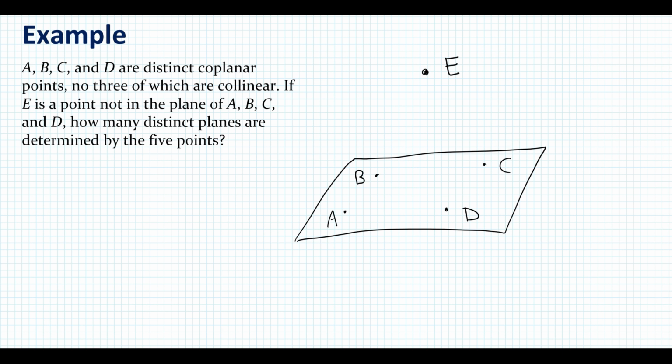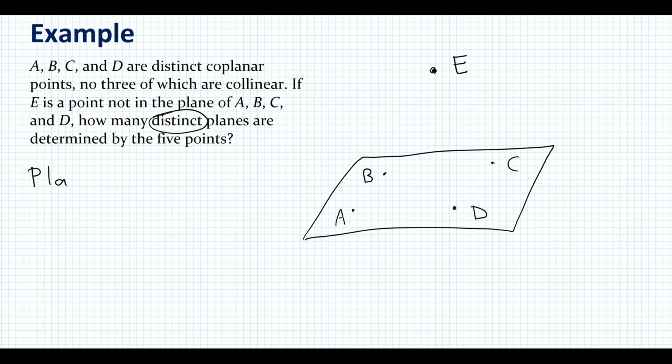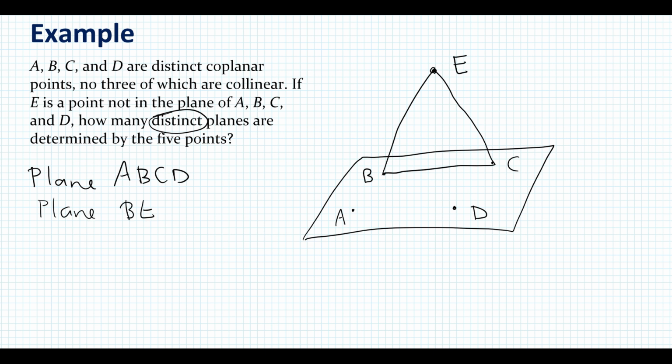And notice here it says distinct, okay? Which means that the first plane here is already determined. Plane A, B, C, and D. Okay, so that's one plane. Okay, what about the other planes? Well, we can actually draw a plane here determined by B, E, and C. So let's write this in, plane B, E, C.